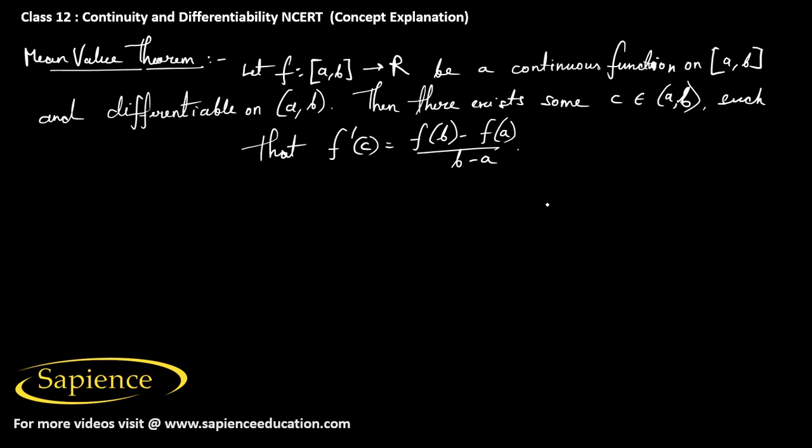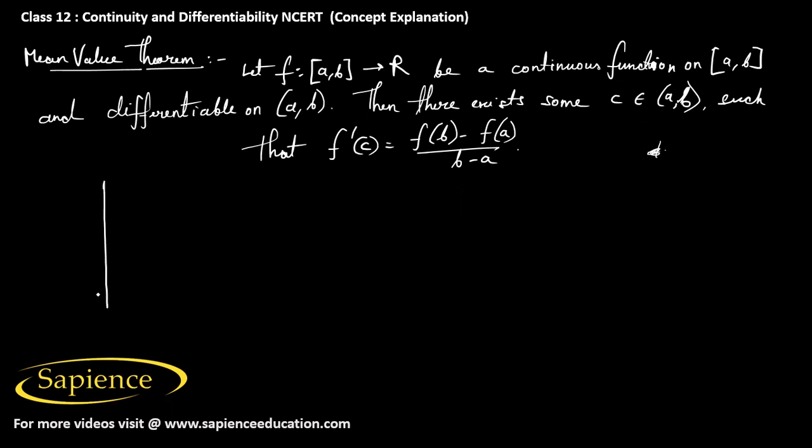So the mean value theorem is an extension of the Rolle's theorem. It simply states that if f is a continuous and differentiable function from a to b, then the slope of the secant which joins the points A and B, meaning the line segment which joins A and B, is the same as the slope of the tangent at some point C which lies in between A and B.